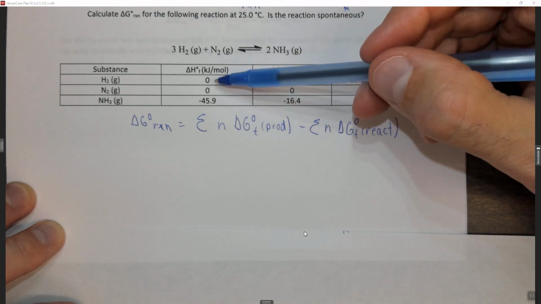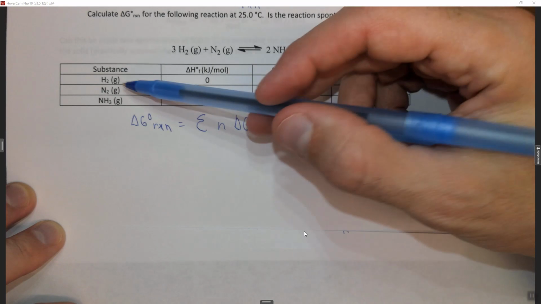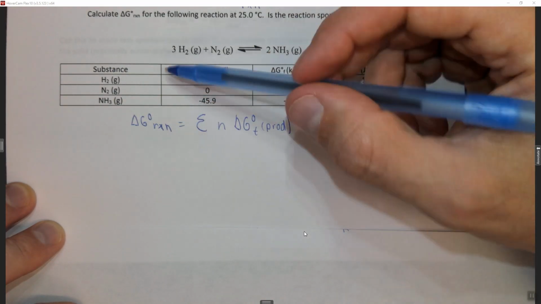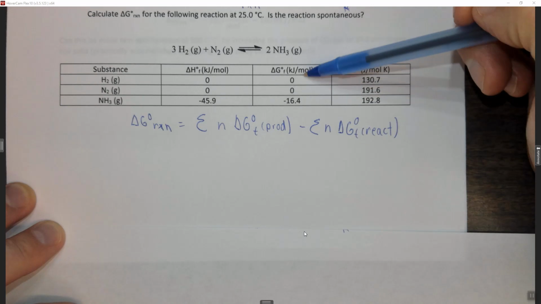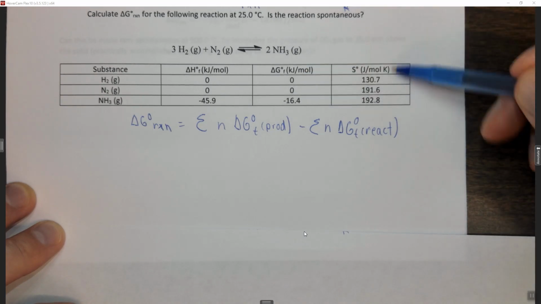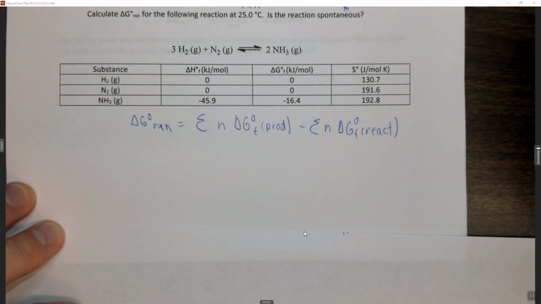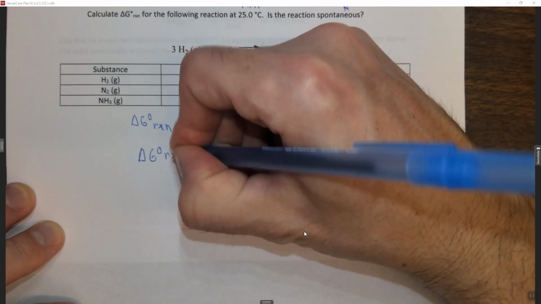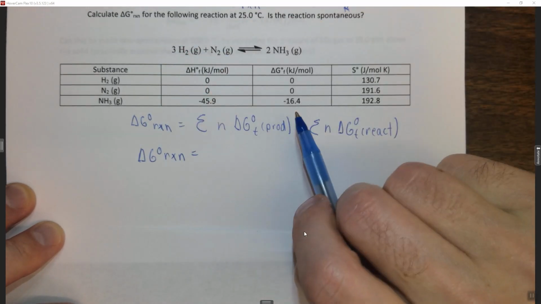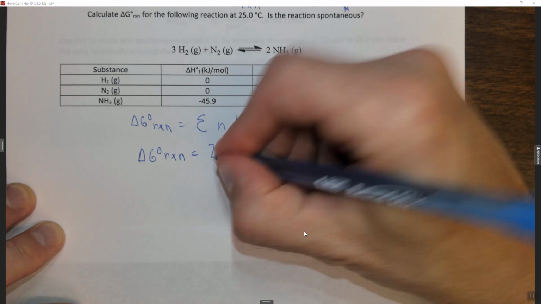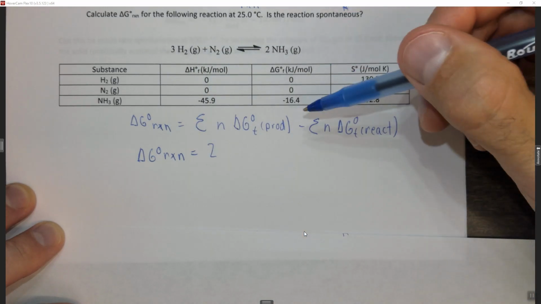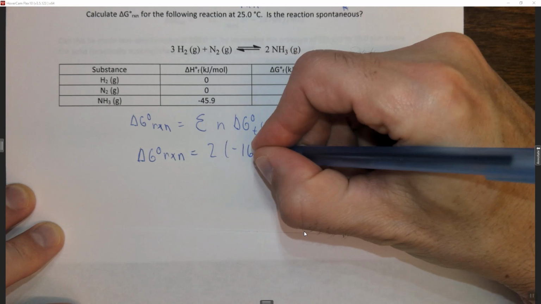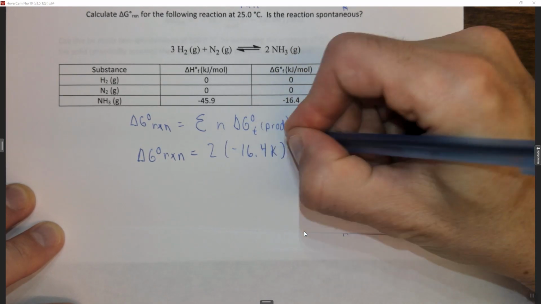Now, if you'll notice, the delta H's of elements is 0. The delta G's of elements are also 0. The delta S's of elements are not 0. So in this case, we want to find the delta G naught of the reaction, which equals the first product, which we have 2 moles of, times the delta G, which is minus 16.4 kilojoules.